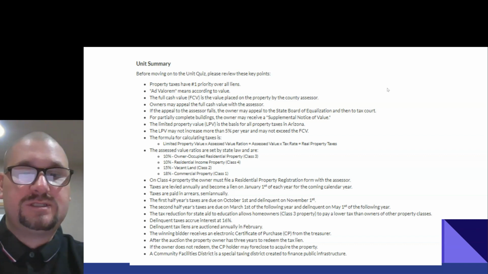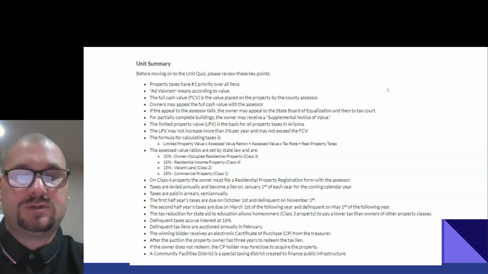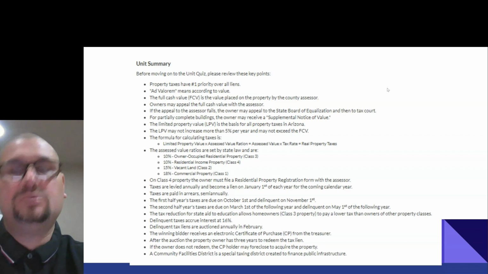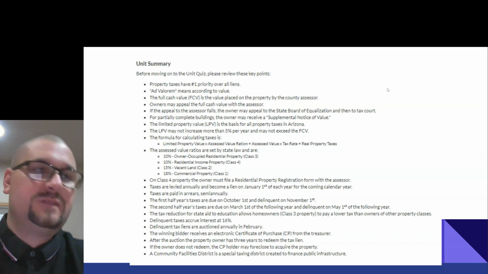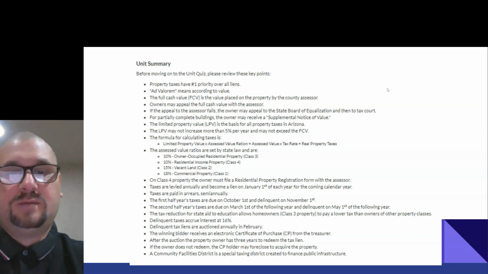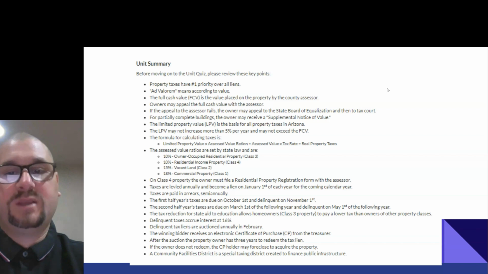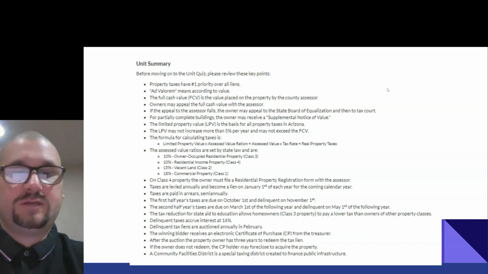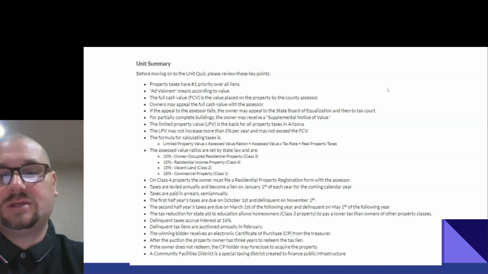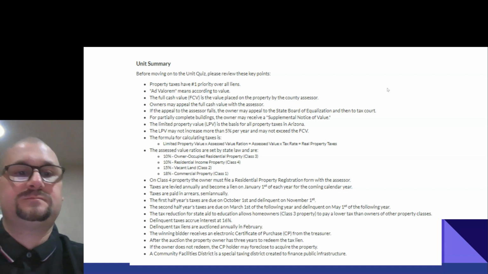If the owner does not redeem, the CP holder, the certificate of purchase holder, may foreclose to acquire the property. So even if you don't pay your taxes and that certificate of purchase, the CP, exists, he still has to foreclose to actually get the property. A community facilities district is a special taxing district created to finance public infrastructure.